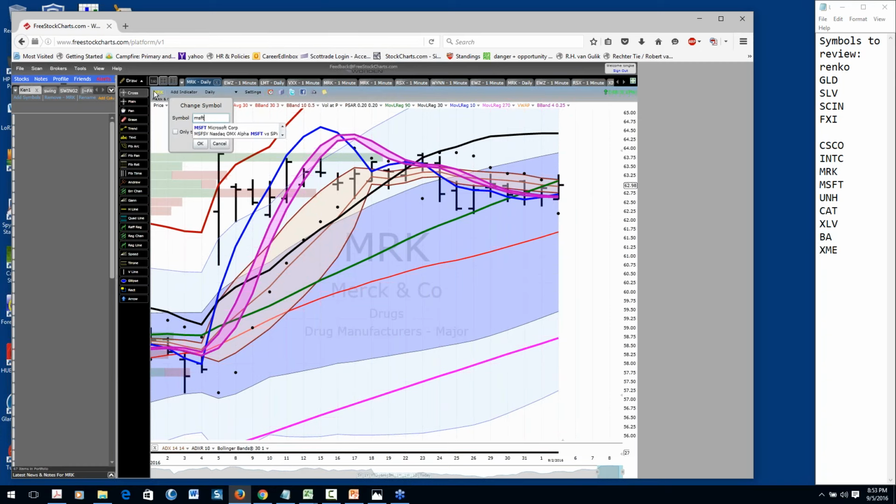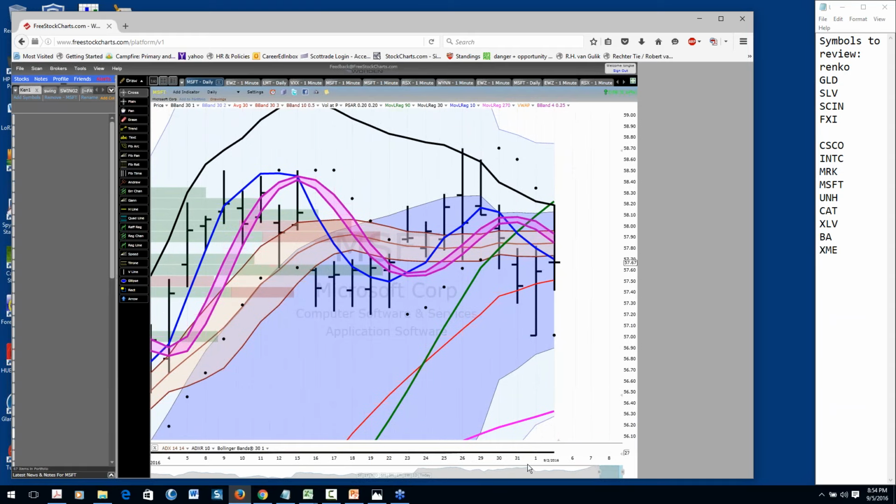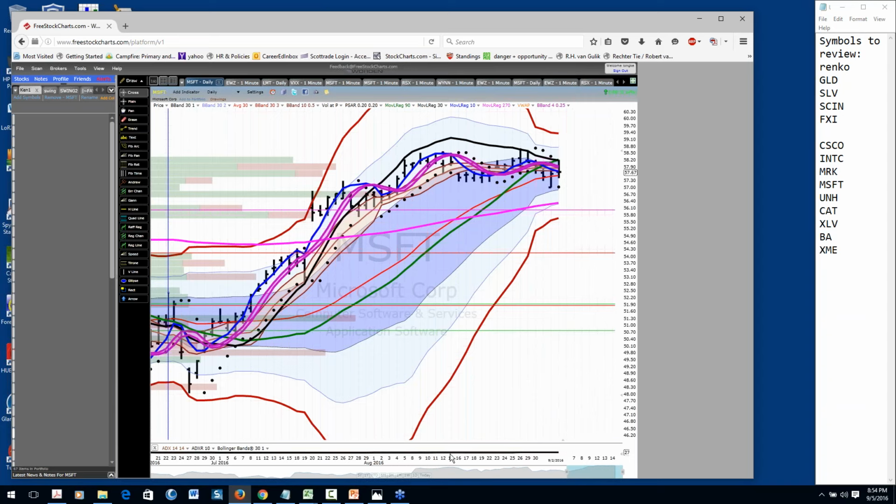Microsoft. It's harder to see the strength in Microsoft than it was in Cisco. This is mimicking the pattern of the S&P with that nice bump up. It has been a little stronger on the follow through. It's drifting higher a little faster. So not as much urgency on that one as I think there is in getting aboard Cisco.